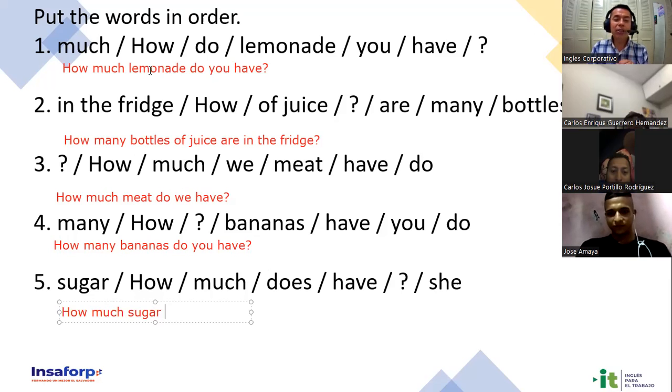Listen. How much lemonade do? How much meat do? How many bananas do? So after the banana, does she have? No me le soplen, no me le soplen a cara. El que le sople, le voy a poner el castigo que nos traiga semitas para mañana. Okay. Sigamos. Vamos a ver, Carlos.